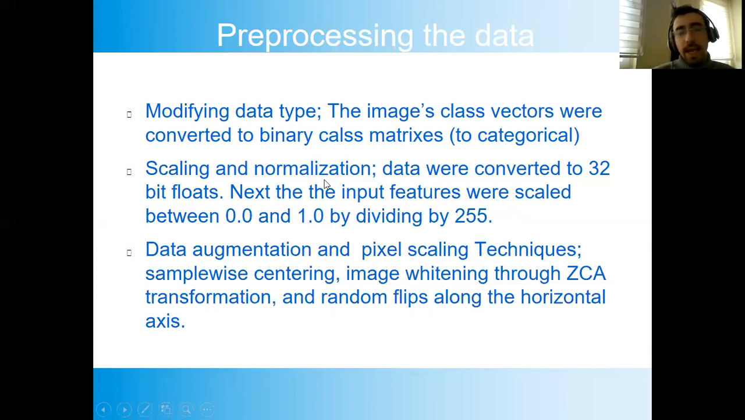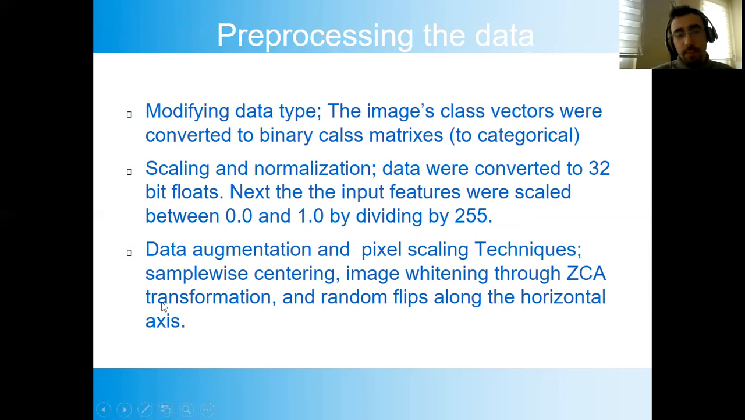And then I did some scaling and normalization. So data were converted to 32-bit floats. And next, the input features were scaled between 0 and 1 by dividing by 255. Please refer also to the code to see how I did the pre-processing of the data. In the end, data augmentation and pixel scaling techniques were implemented.